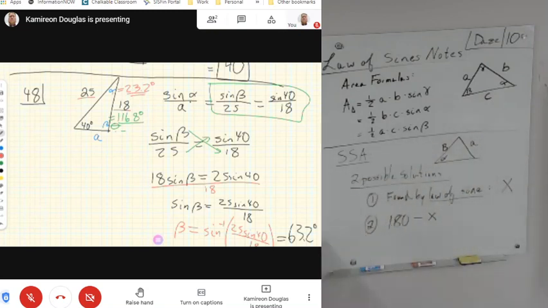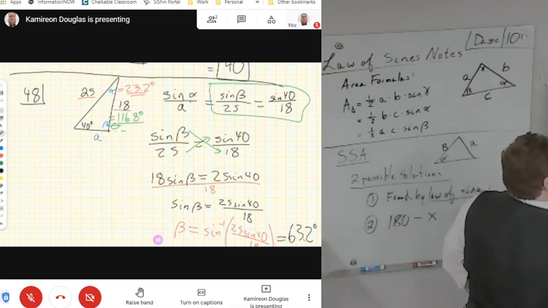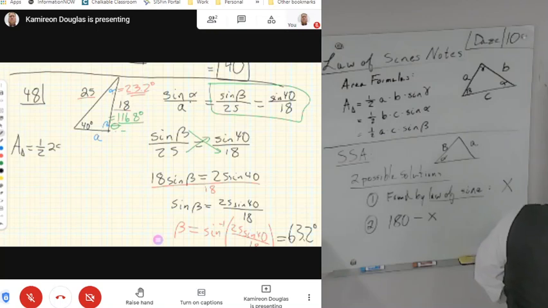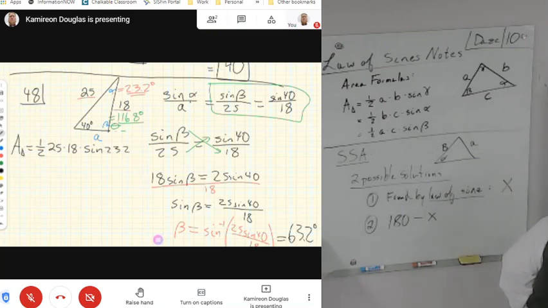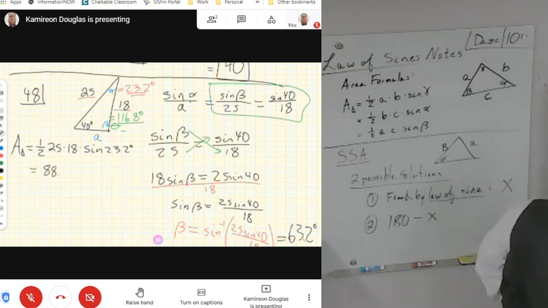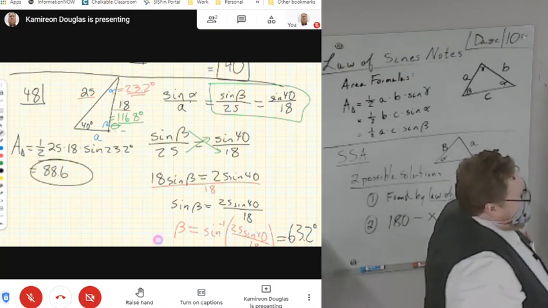A common application of trig is you use one trig property to assist you with another trig formula. This is an example of that, where I use the law of sine to find that missing angle, and then I can plug everything in. My solution for the area: the area of this triangle is equal to 1/2 my two sides, 25 and 18, times sine of the included angle, which in this case is 23.2 degrees. 88.6 is my answer.